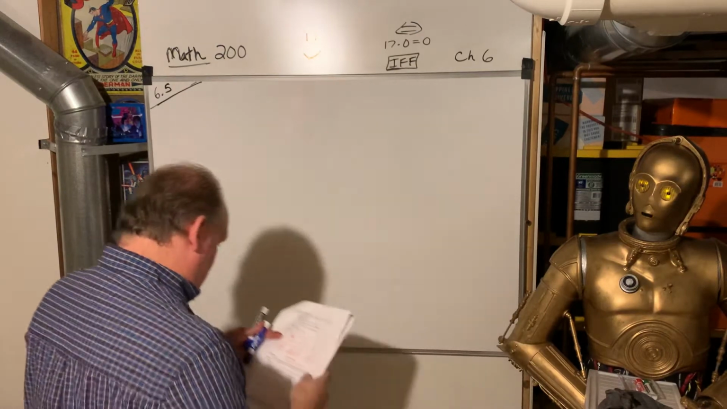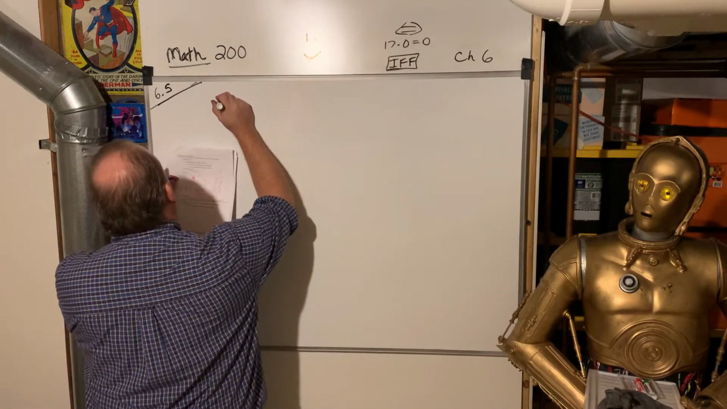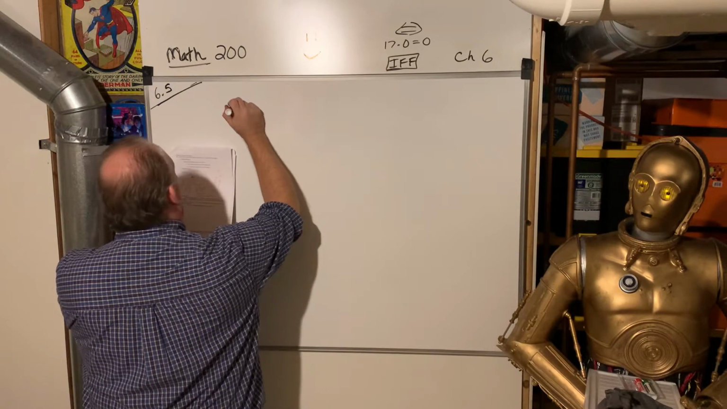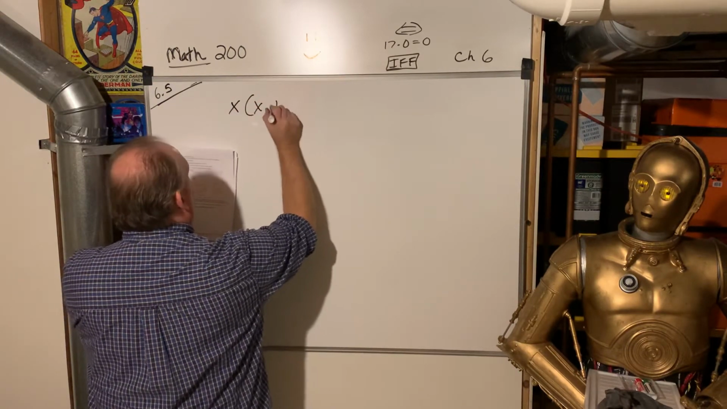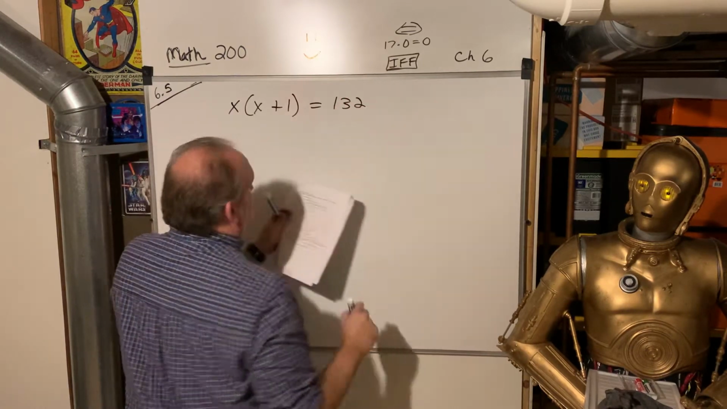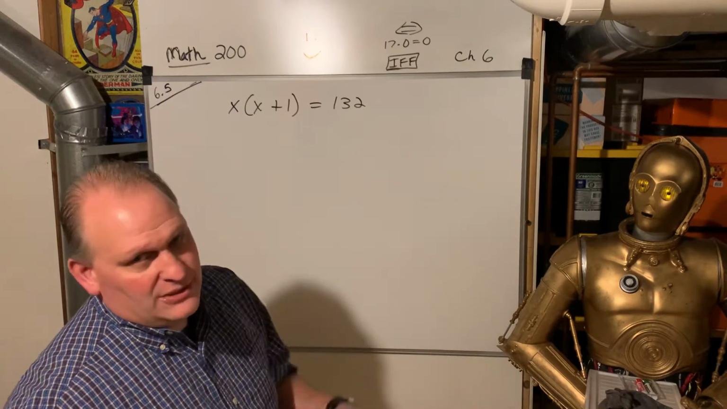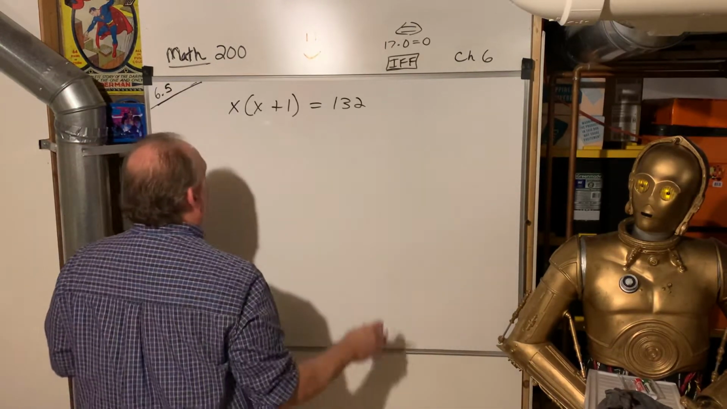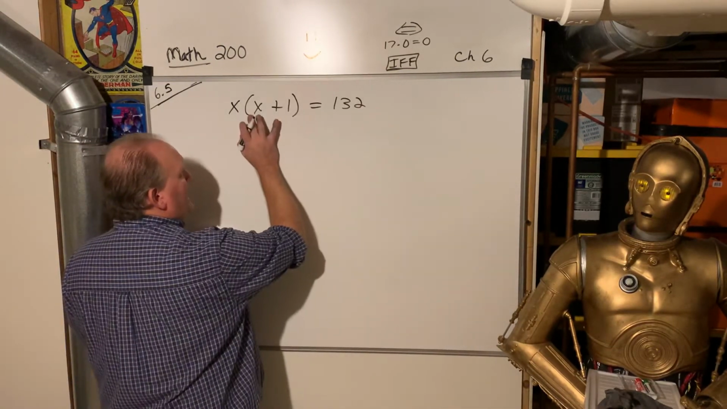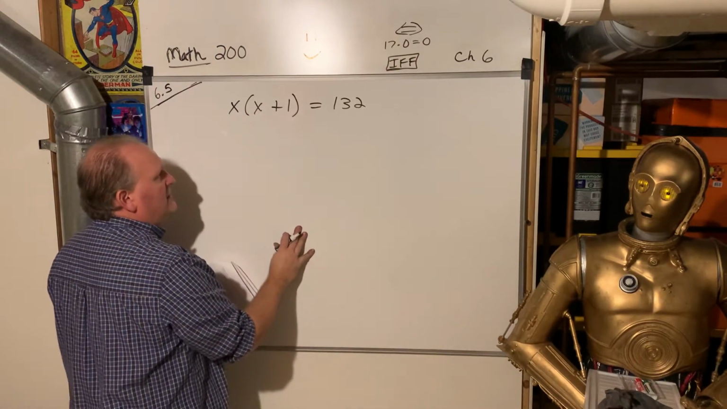So when we translate that, the product means multiply. So when we set it up, it's x times x plus 1 is 132. It says the product of 2 consecutive positive integers is 132. Find the 2 integers. So positive integers, they threw in that word positive. That's going to make us throw away some of our answers.